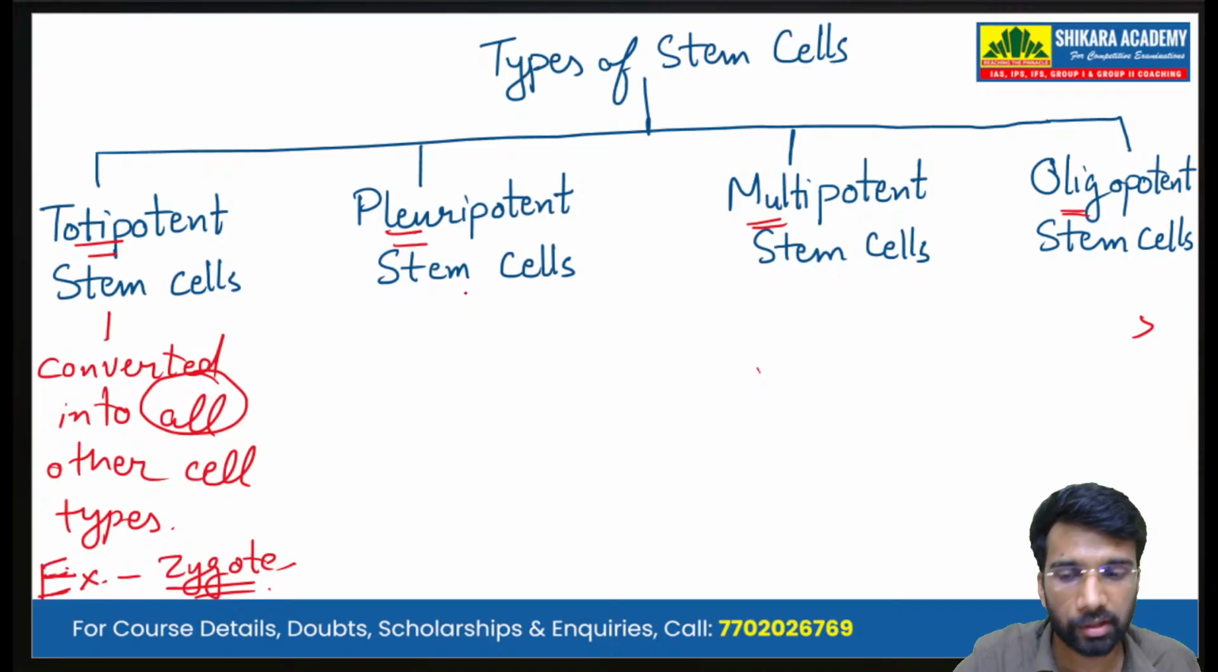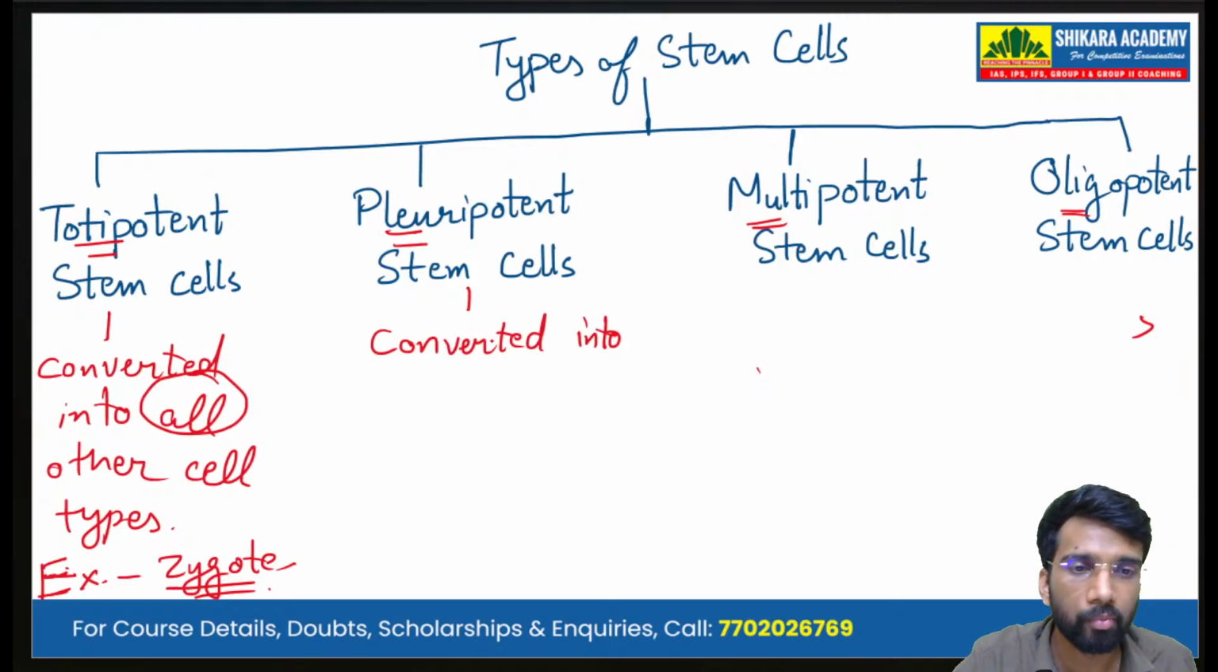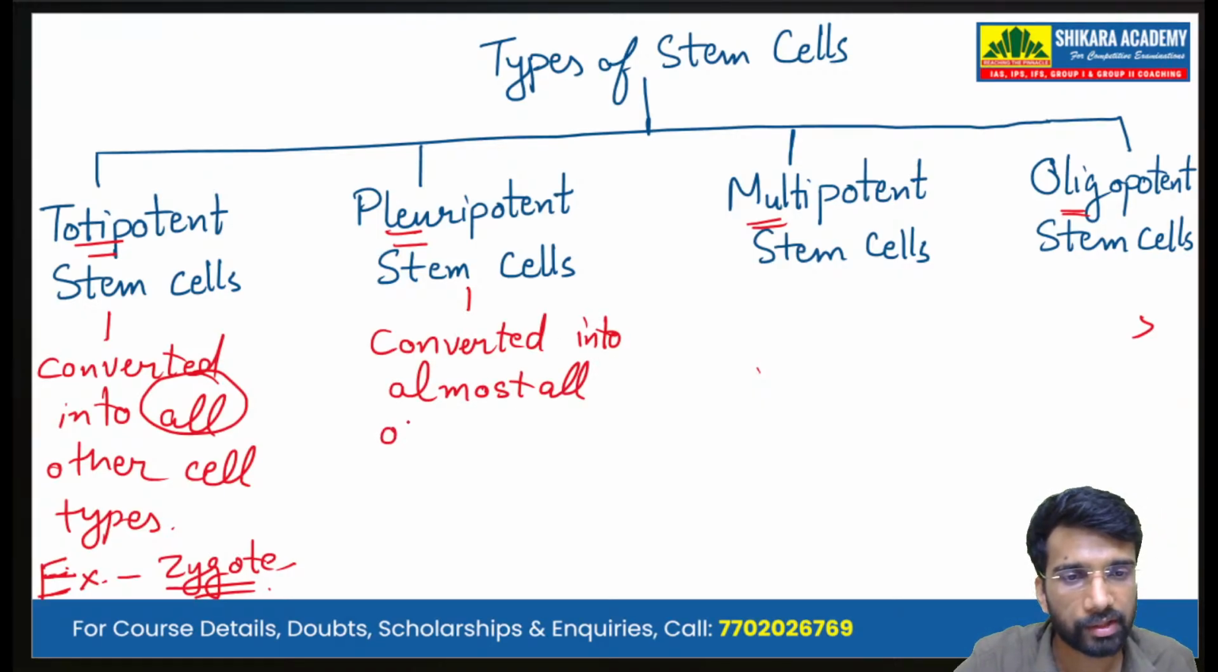The pluripotent stem cells, on the other hand, are the cells that can be converted into almost all other cell types.